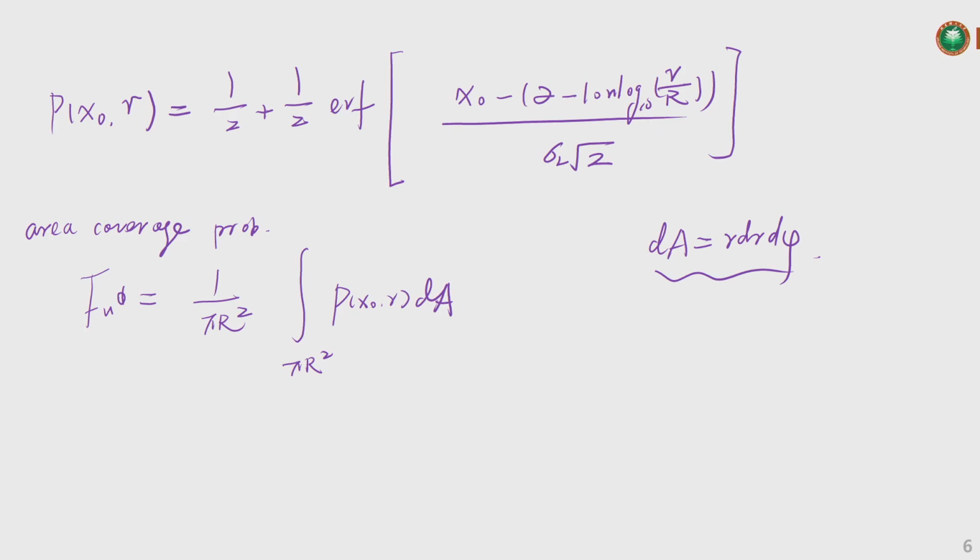So if we want to calculate this part, we consider that P x node is only related to the radius, the distance between the user and the base station. That means the angle range can be separated out and gives 2 pi divided by pi r squared, and this is the integration of P x node r times r dr. And finally, the calculation is a little bit complicated, but yeah, we should get it.